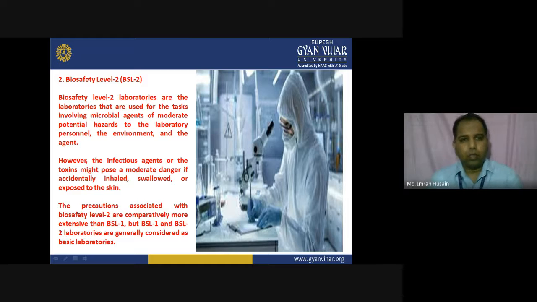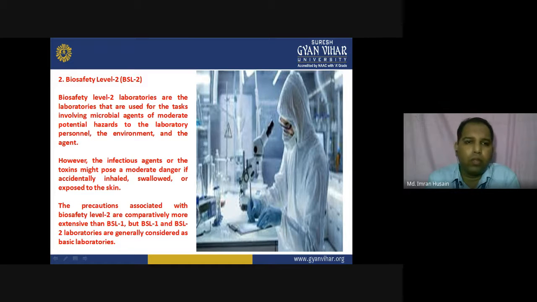Now, moving on to biosafety level 2. Biosafety level 2 laboratories are the laboratories that are used for tasks involving microbial agents of moderate potential hazards to the laboratory personnel. So they involve microbial agents with moderate hazard, the environment and the agent. However, the infectious agent or the toxin might pose a moderate danger, not a high risk of danger, if accidentally inhaled, swallowed, or exposed to the skin.